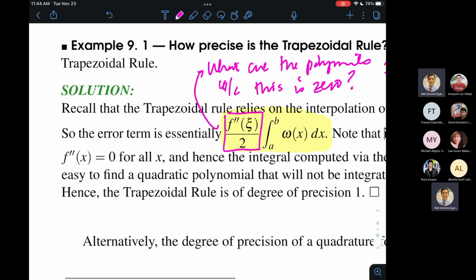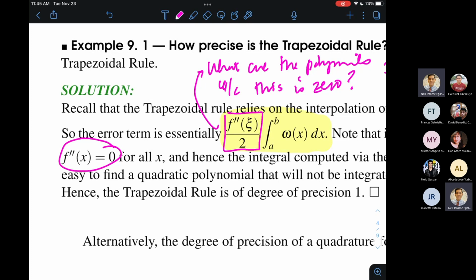F double prime of x will be 0 when? Kailan siya nagzi-zero? Para kanino mga polynomials? Of course, for constant polynomials and for linear polynomials, nagzi-zero rin yung second derivative. Pero kapag quadratic polynomial na, yung f double prime hindi na laging equal kay 0. So again, sure tayo kapag si f ay constant, ang f double prime ay 0. Pag si f ay linear, laging nagzi-zero yung f double prime. Pero pag quadratic na si f, yung f double prime may not be equal to 0.